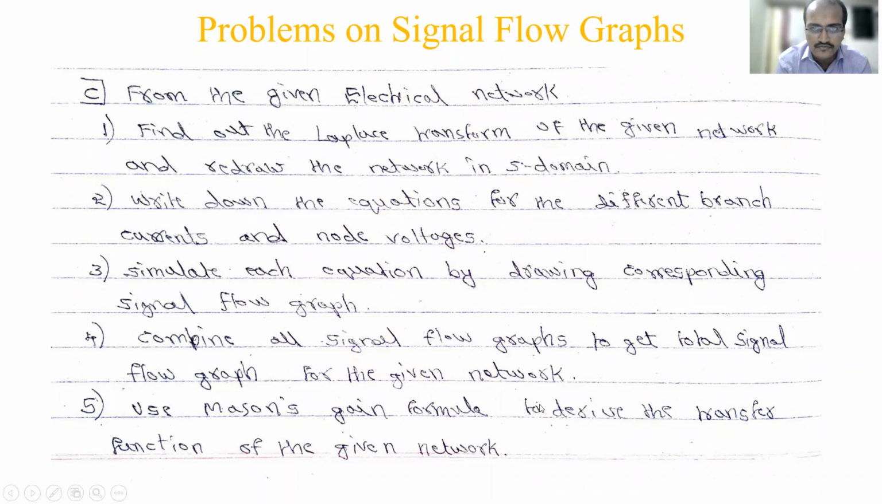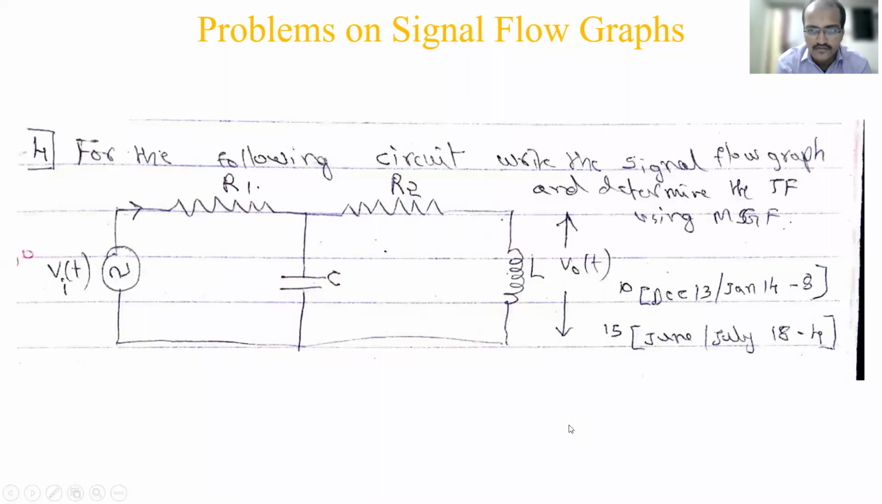There is not much time, so we'll consider it in the next class. This is how the problem looks: they will give a simple RLC network and ask you to find the transfer function using the Mason-Gain formula. There are 2 problems I will consider here, so we'll see them in the next class.